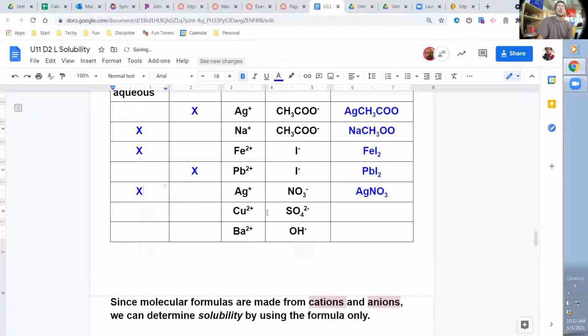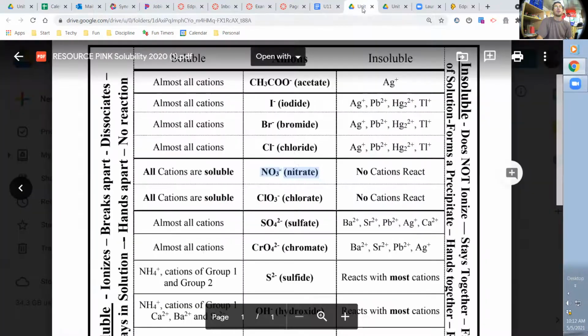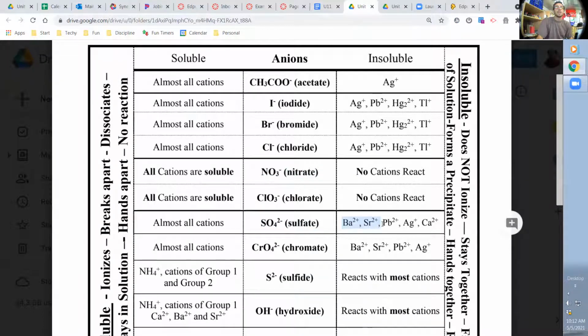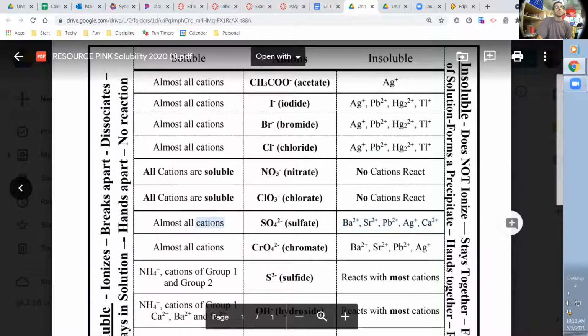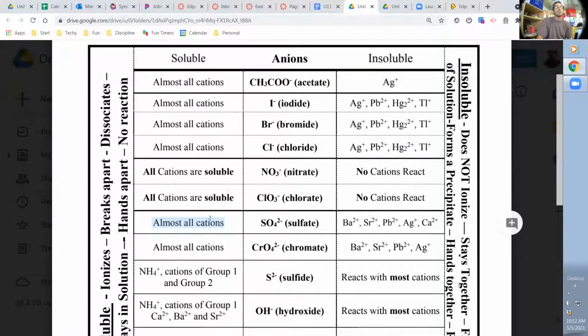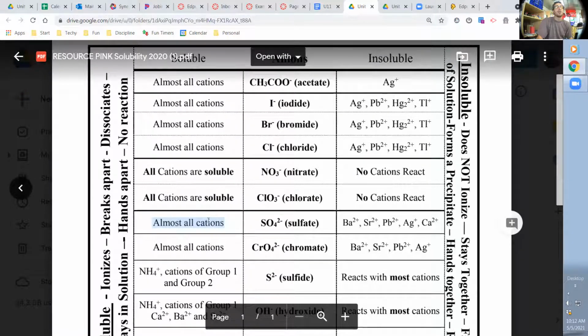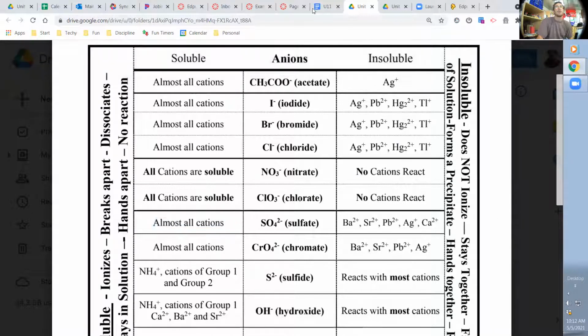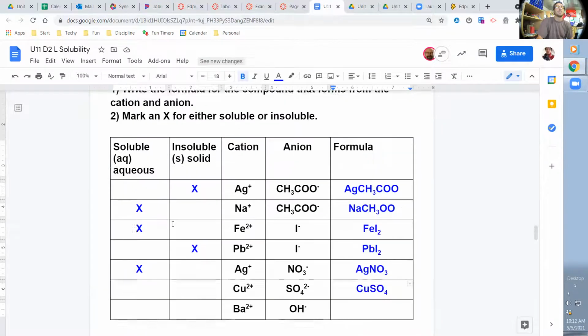Okay, next one is copper sulfate. It looks like there's a +2 for copper and a -2 for sulfate, so they balance each other out on the balance beam. That means you only need one of each, so we've got CuSO4. Let's go ahead and look for sulfate on the solubility chart. Sulfate's located right here. And let's see, is copper written in the insoluble column? No, copper is not located here, which means copper bonding with sulfate is considered soluble because copper is in the all other cations category. So that's going to be soluble.